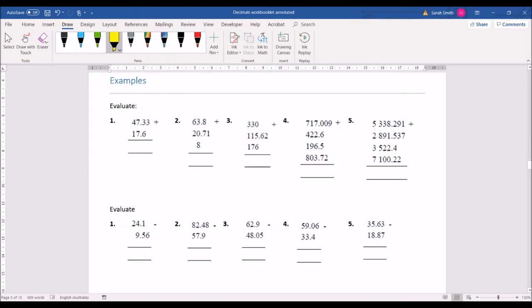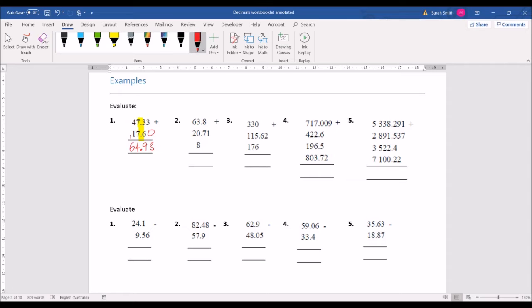Okay, so our examples here. We start off by making sure that our decimal points are above each other. Then we can add in the additional 0 here if we're a bit unsure, so we know that we're not actually adding anything to that first 3. Then we do 3 plus 0, which is 3. 3 plus 6, which is 9. We add our decimal point in. 7 plus 7 is 14. Carry the 1. 4 plus 1 is 5, plus our additional 1 is 6. So 47.33 plus 17.6 will give us 64.93.